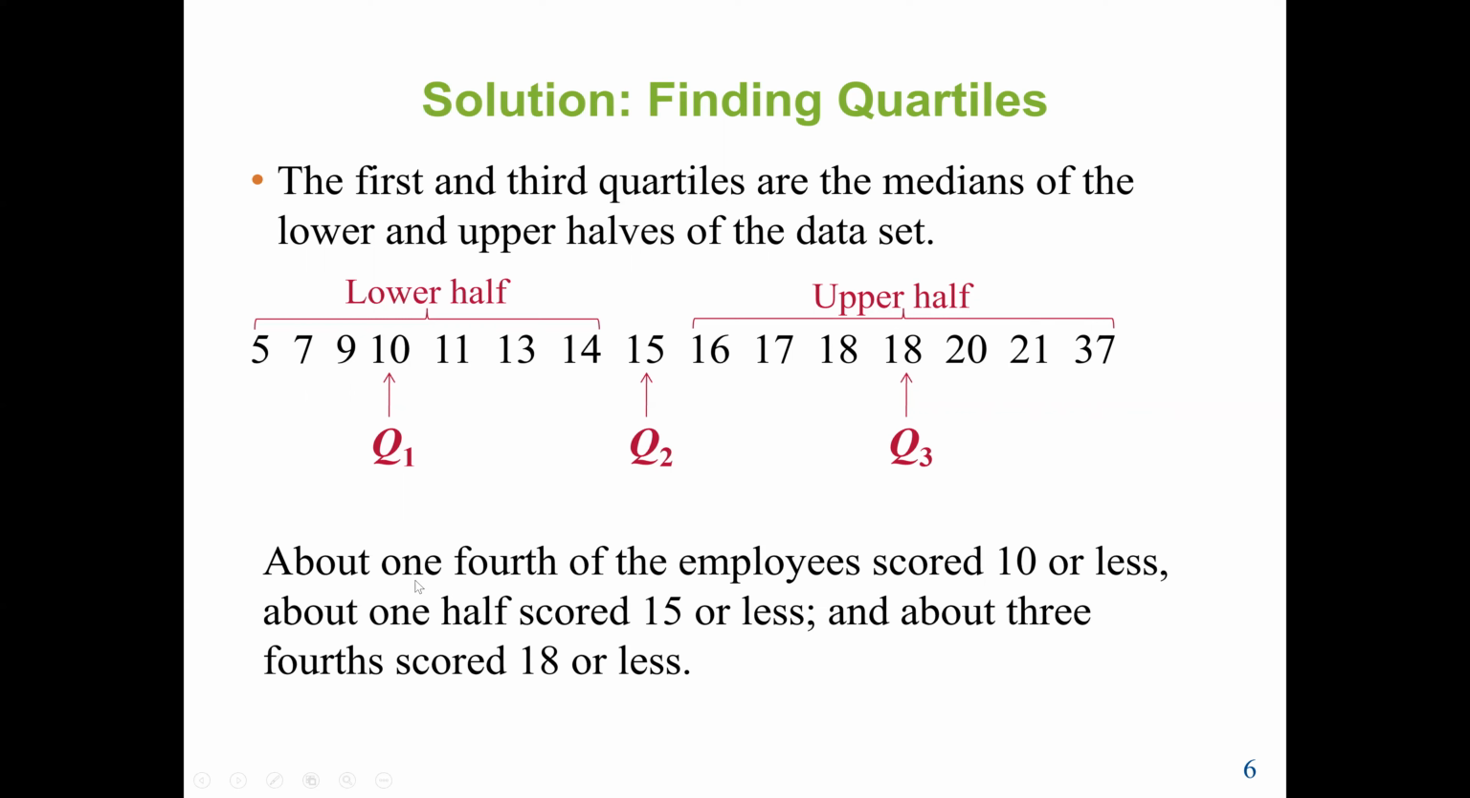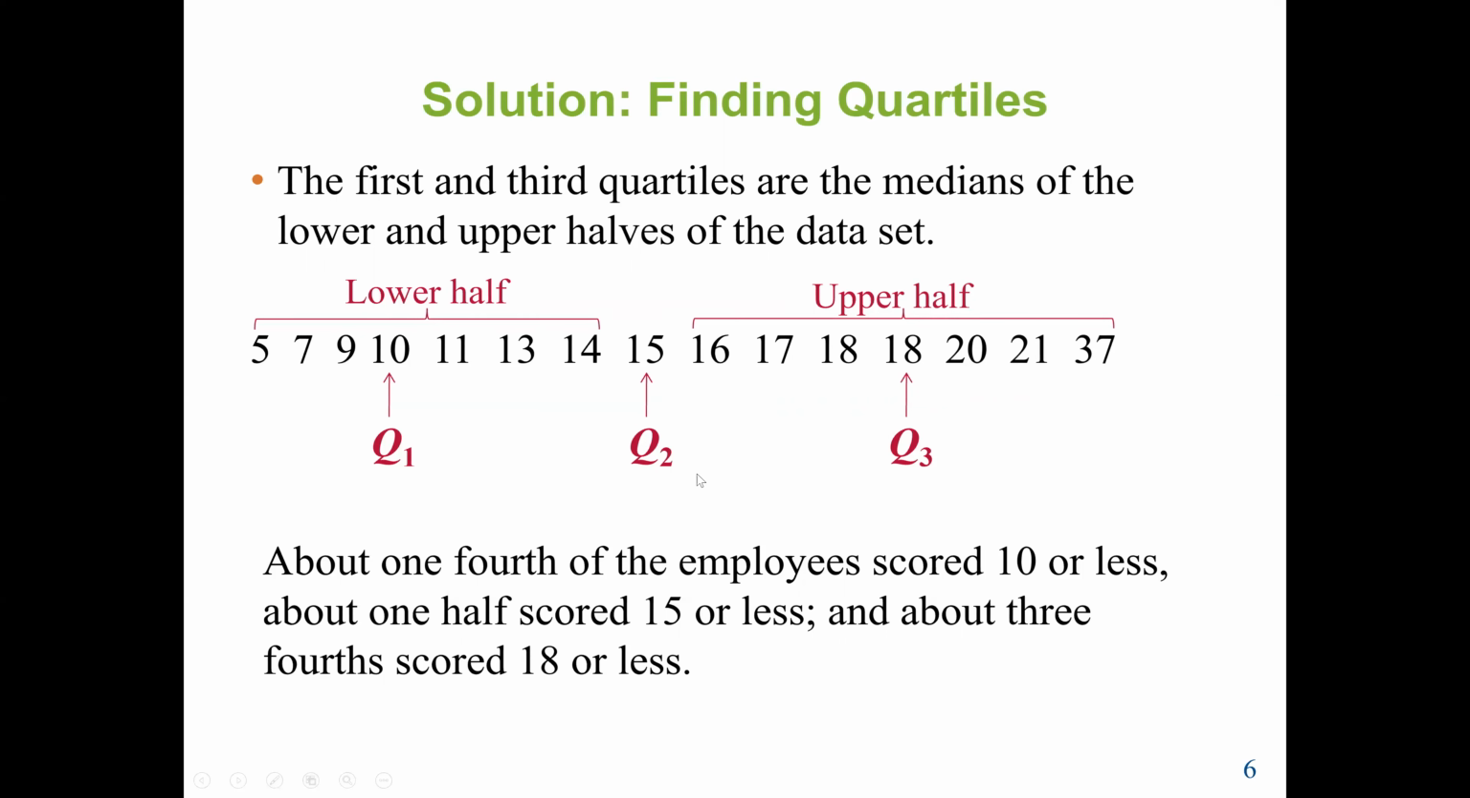So here we can say about 1/4 of the employees score 10 or less, because that is the 25% at Q1. Then we can say about half score 15 or less. And we can say that 3/4, or 75%, score 18 or less. Or we can say that 25% are 18 or greater.